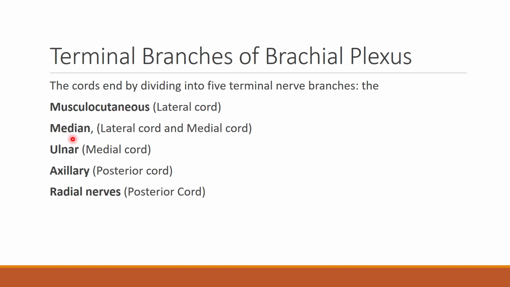Then the median nerve, which is formed by the lateral cord and the medial cord, because the lateral cord is giving the lateral root and the medial cord is giving the medial root of the median nerve. Then the medial cord ends by forming the ulnar nerve. The posterior cord will give 2 big branches. One is the axillary nerve and the largest one is the radial nerve. So these are the 5 terminal branches which are formed by the brachial plexus.